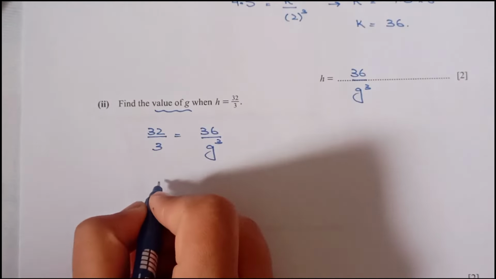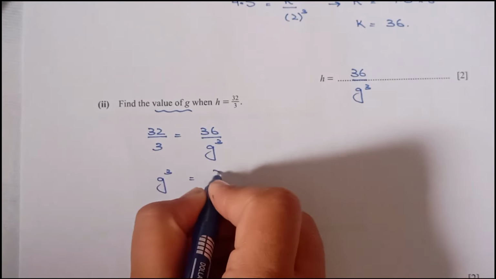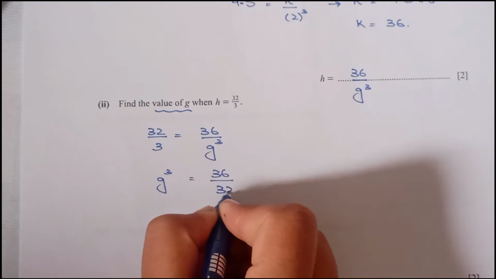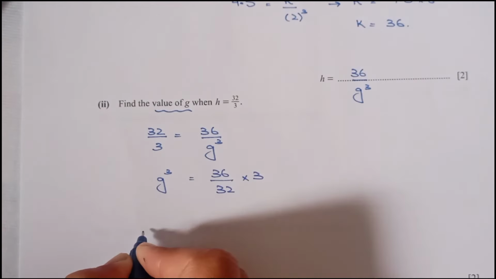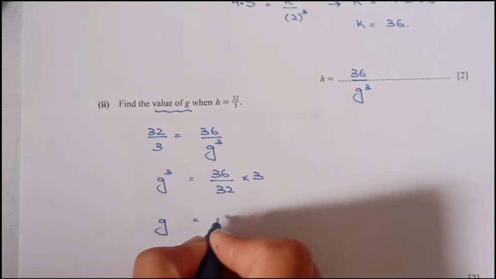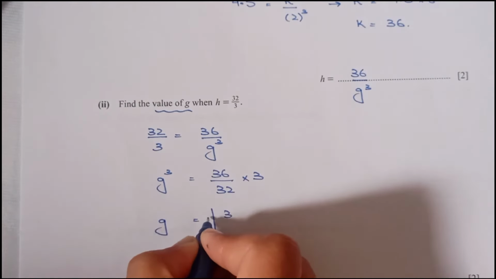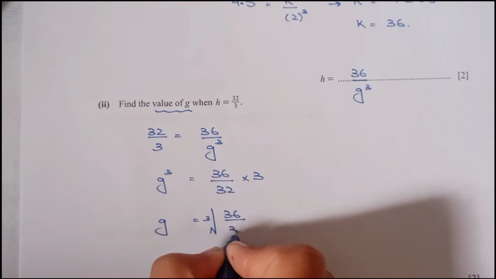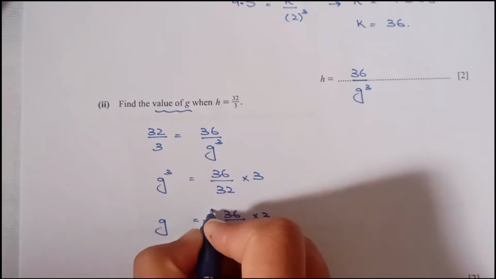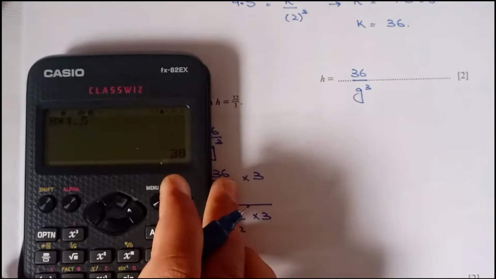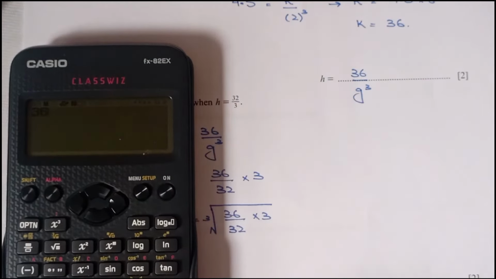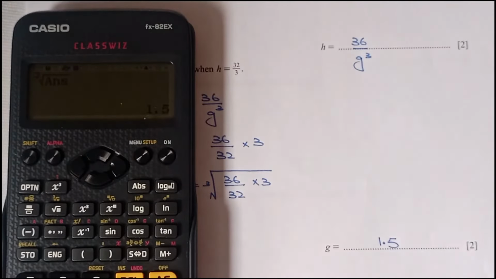Okay, now let's do a cross multiplication. g cubed would be equal to 36 divided by 32 over 3. To get the value for g, we need to take the cube root of this term. The cube root of 36 times 3 divided by 32 will give us the value for g. So 36 times 3 divided by 32, and the cube root would be 1.5. So the value of g is 1.5.